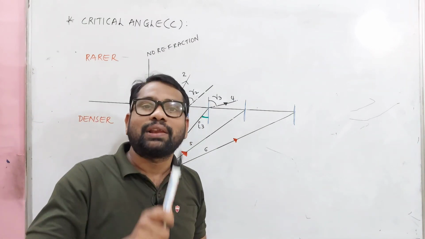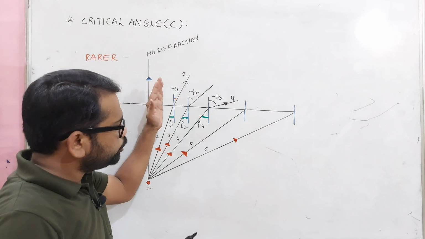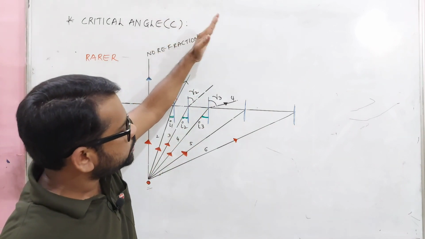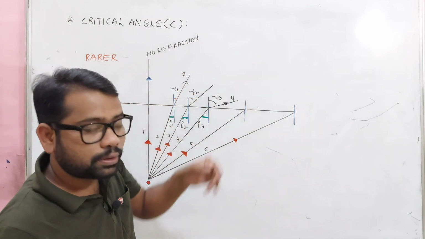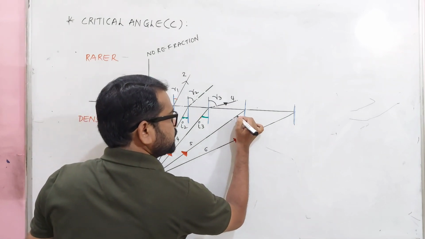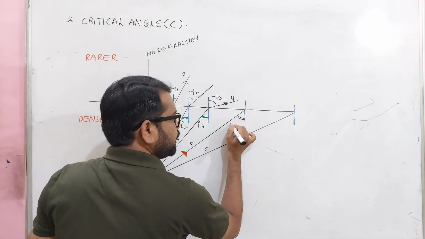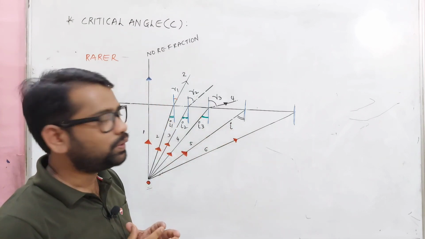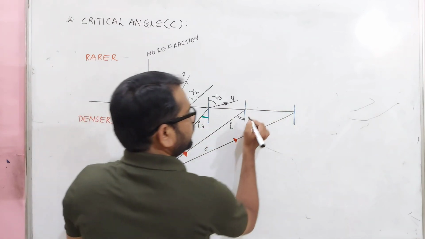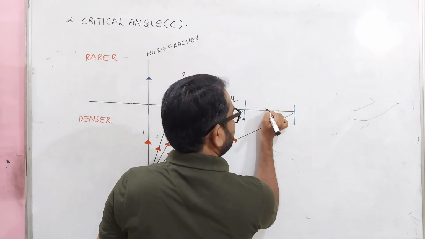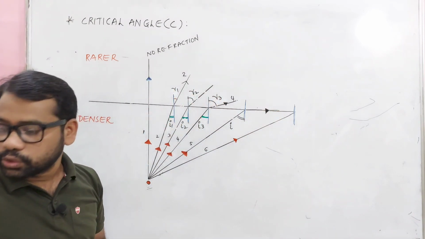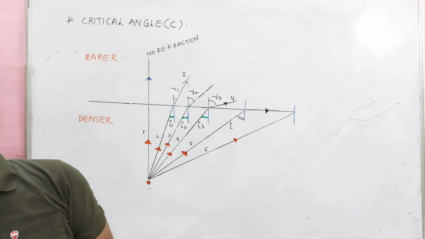and you keep on increasing the angle of incidence in a denser medium, the refracted light ray will be approaching. But for a particular value of angle of incidence, what happens is that the refracted ray goes along the interface. So this is how the light ray grazes the surface. It's very much important. This is actually the special angle of incidence.